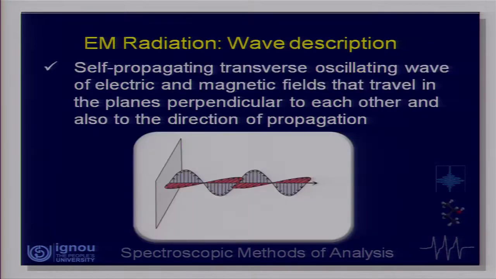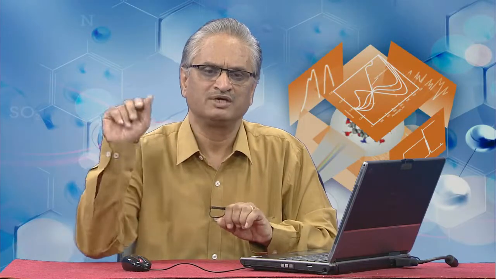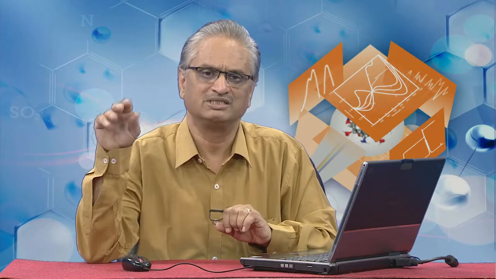As regards the wave description of EM radiation, electromagnetic radiation can be visualized as a self-propagating transverse oscillating wave of electrical and magnetic fields that travel in planes perpendicular to each other and also to the direction of propagation. Let us understand what it is. Basically, we have some kind of electrical disturbance. That disturbance is moving in space in a given dimension. Say a radiation is going from here to here.